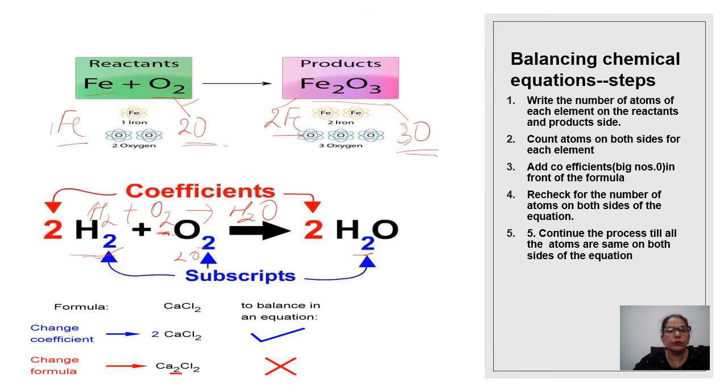So what did we do? We added this coefficient. Once you add a coefficient, there is a possibility that the number of atoms of the other element may change. So we need to keep adding coefficients and checking at every step whether the equation is balanced or not. Okay. So now let us see how we can do it.